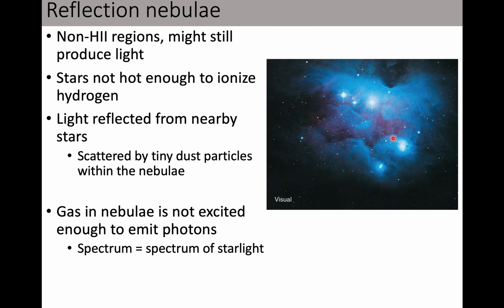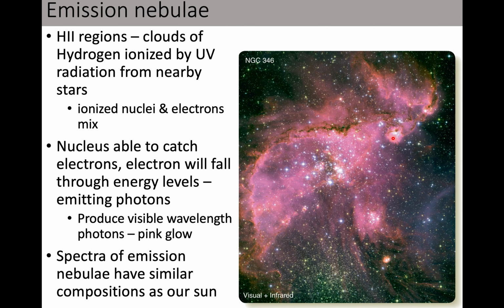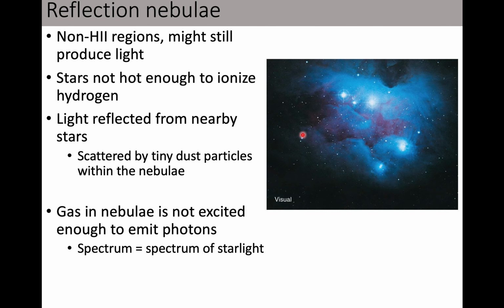So there is also what we call a reflection nebulae. This is where we have non-HII regions, meaning we do not have ionized hydrogen. The hydrogen within the ISM is not being excited. It is not being ionized. It might still produce some light, though. The stars around this ISM, in order to create a reflection nebulae, are not hot enough to ionize hydrogen. So in the emission nebulae, the nearby stars are causing this ionization, causing the excitement in the ISM. They're causing the pink photons.